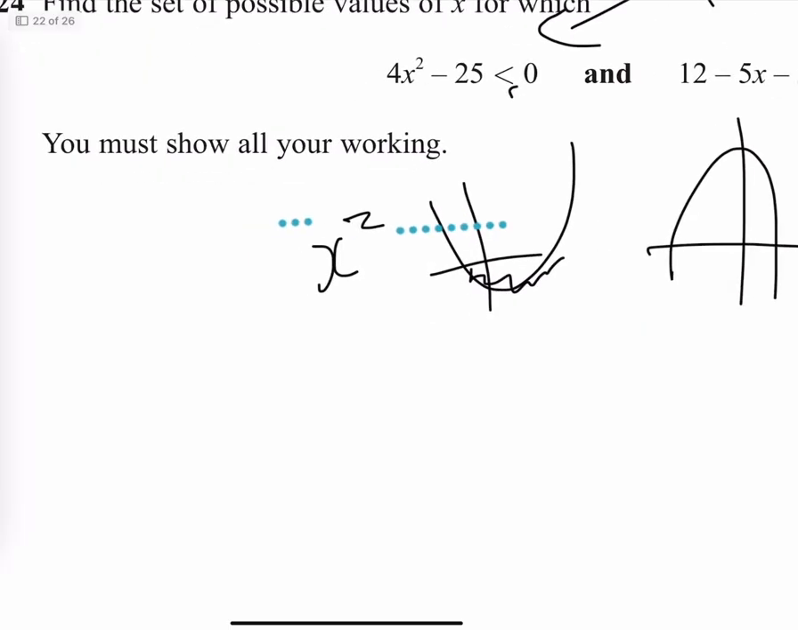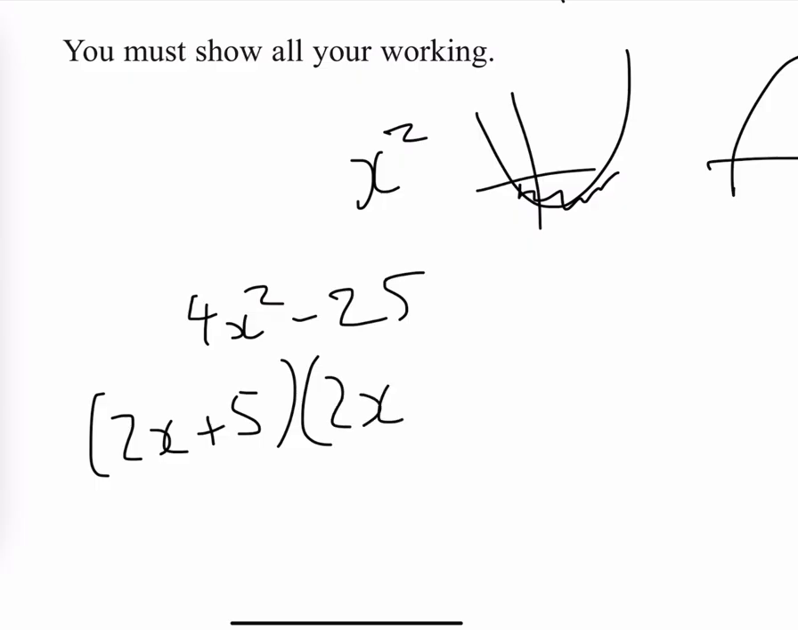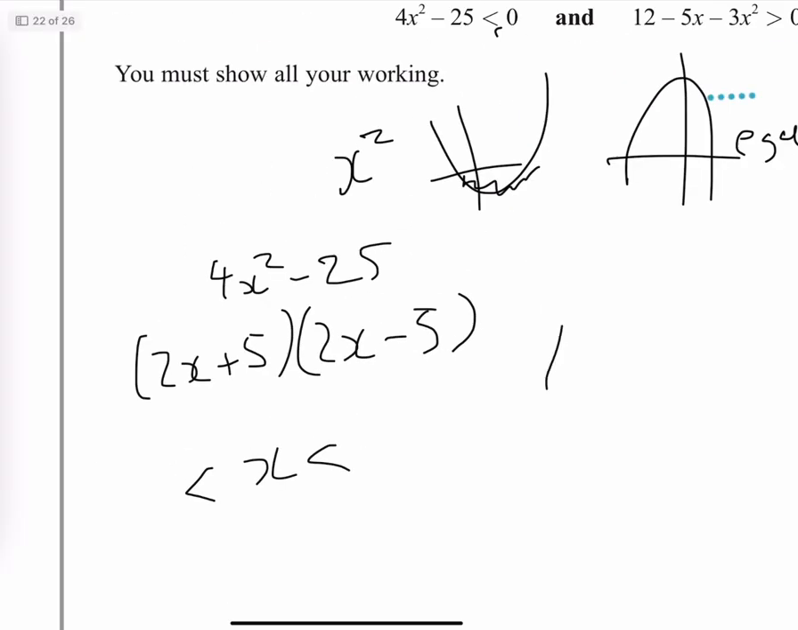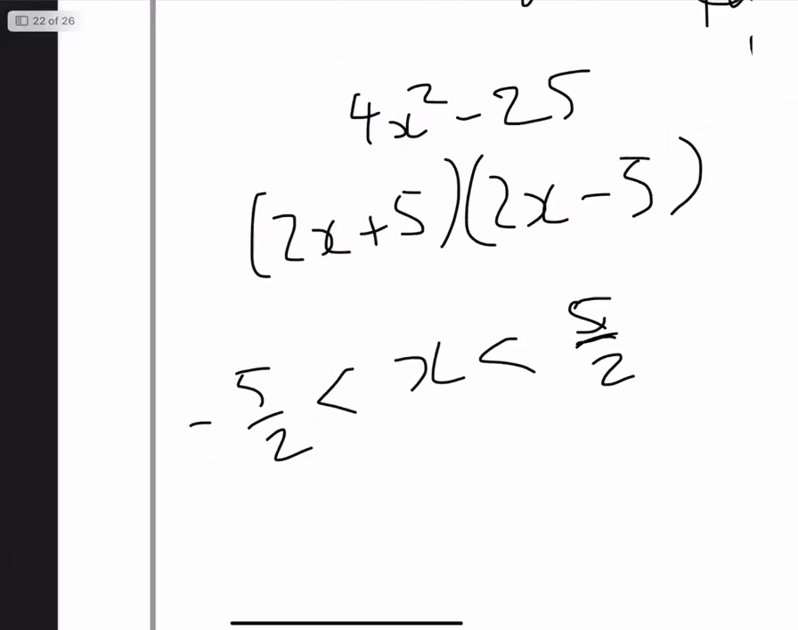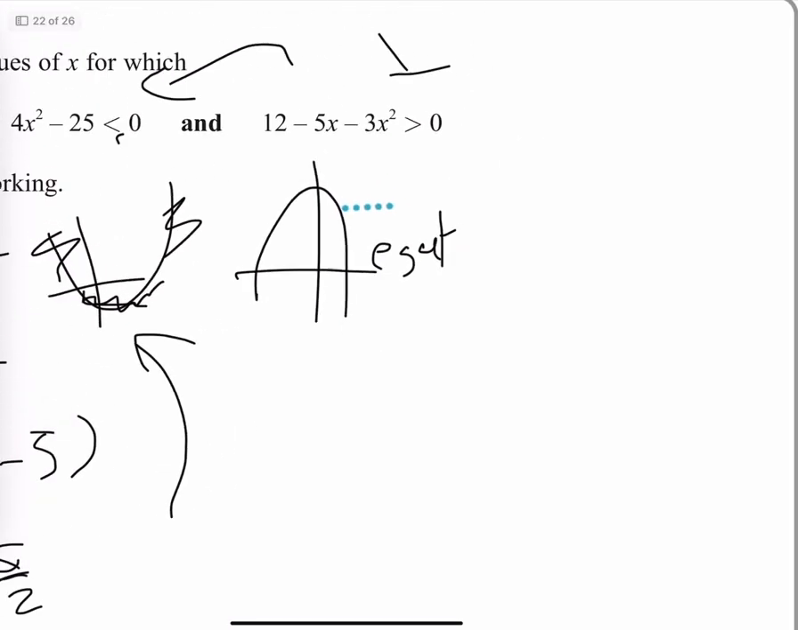So, if we need 4x squared minus 25, well, we can immediately split that into 2x plus 5 and 2x minus 5, which says that x needs to be between, and we know it's between because of this. It's not up this here, it's up here. And that's normally the main reason we do that. So it will be between minus 5 over 2 and 5 over 2. Yes? And this one, that might be a bit more awkward to solve, but I'm sure we'll find a way.